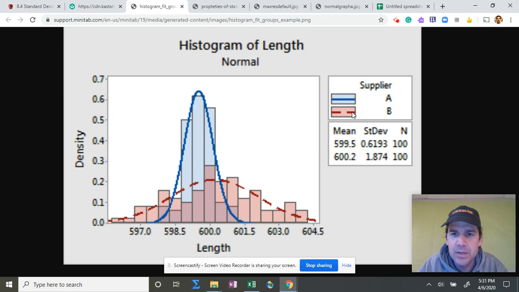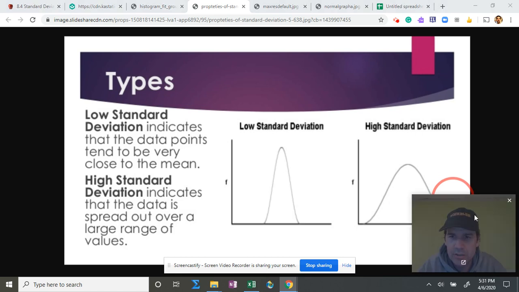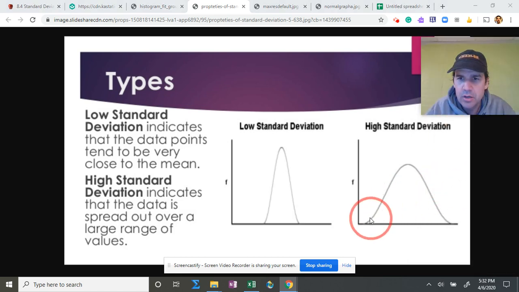Supplier B, which is in red, has a larger standard deviation. We still get this normal curve where it curves up, curves back down, but the data is spread out, a larger standard deviation. And we're going to talk about what we can do with our standard deviation. Here's one more example. If you hear low standard deviation, we have a high peak, not very spread out. High standard deviation, it's more spread out data.